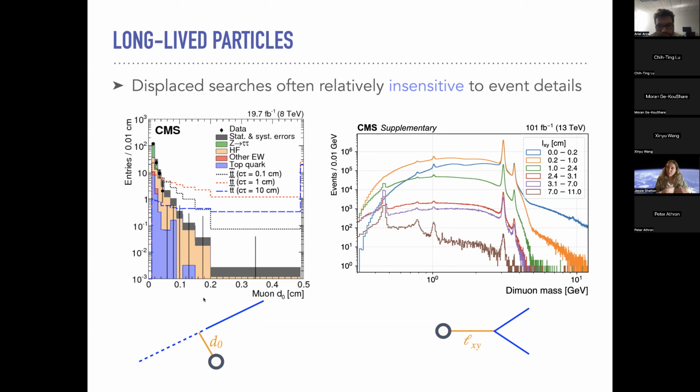But because they required very little else in the event, my postdoc at the time, Jared Evans, and I went on to show that that was a leading set of constraints for a wide range of other models. And this search is actually a scouting search, so the only data that they record is the dimuon pair. And we're going to show today that these searches are actually the leading limit on a class of interesting low mass dark shower models, as we'll discuss.